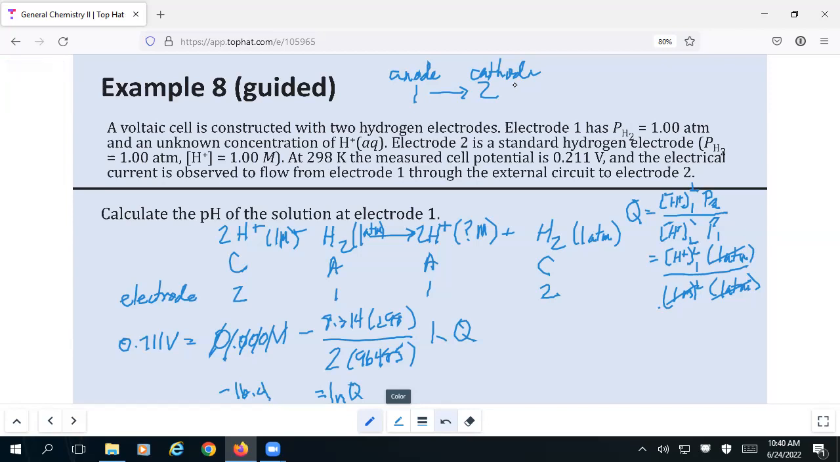So raising that to e, that gives me a Q value of 7.3 times 10 to the negative 8th, which is equal to the concentration of the hydrogen ion squared at electrode 1. So the concentration of the hydrogen ion at electrode 1 would be the square root of that, which would be 2.7 times 10 to the negative 4th molar.